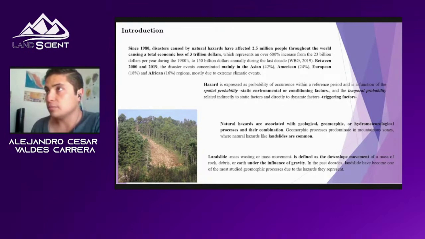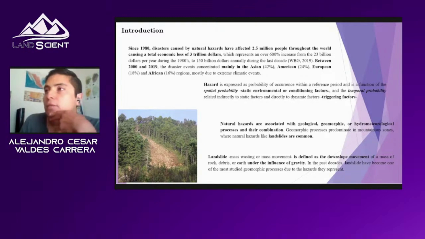Hazard is expressed as a probability of occurrence within a reference period, and it is a function of spatial probability and temporal probability. Temporal probability refers to triggering factors, and spatial probability to static, environmental, or conditioning factors. Natural hazards are associated with geological, geomorphic, and hydrometeorological processes and their combinations.